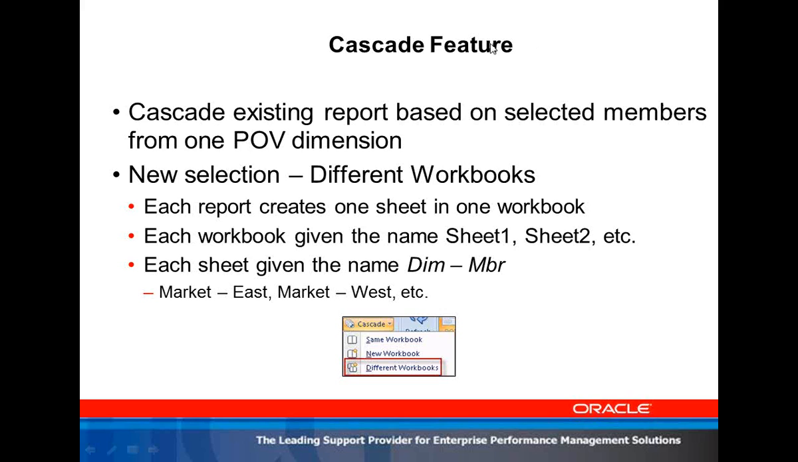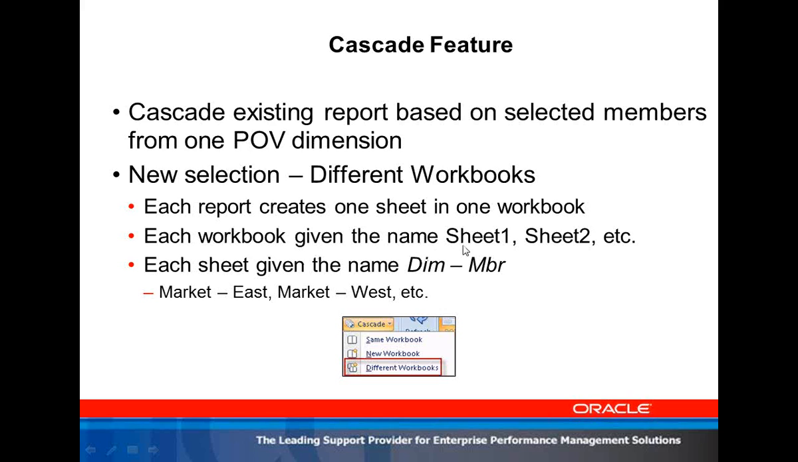And that has existed in the old spreadsheet add-in. It has existed in SmartView. So what's new in this version? Well, you either could cascade to the same workbook, which meant you got multiple sheets in the same workbook that you were dealing with right now, or you could say, I want multiple sheets in a new workbook. Well, now they've added this last option here, different workbooks, so that when I do my cascading, each sheet that's created, each report that's created, will be in one sheet on a brand new workbook for each one.